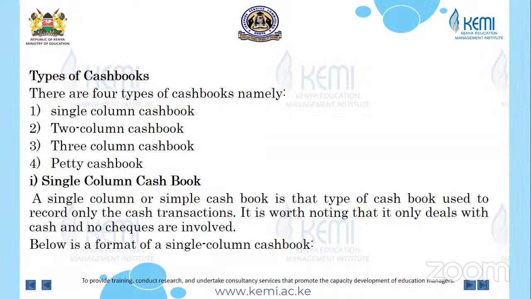And then we have the final one, the petty cash book. A petty cash book involves a minimal amount of transactions. This is where we put the minimal transactions that have been done by the institutions. So that is the single cash book. We have given the notes there on the single cash book. Once you get to our LMS, you'll find that we have each and every explanation on the single cash book.